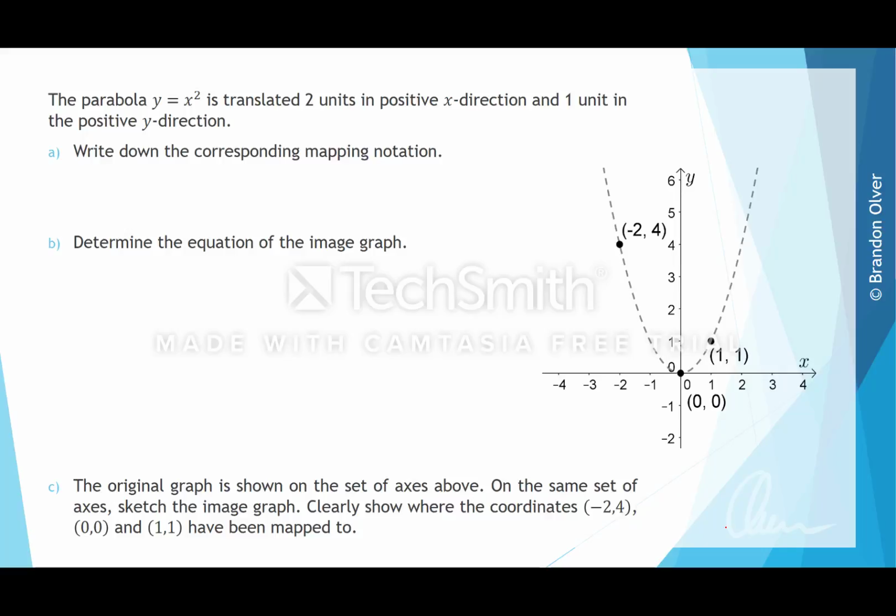The parabola y equals x squared is translated 2 units in the positive x direction and 1 unit in the positive y direction. For part A, we want to write down the corresponding mapping notation for this transformation.